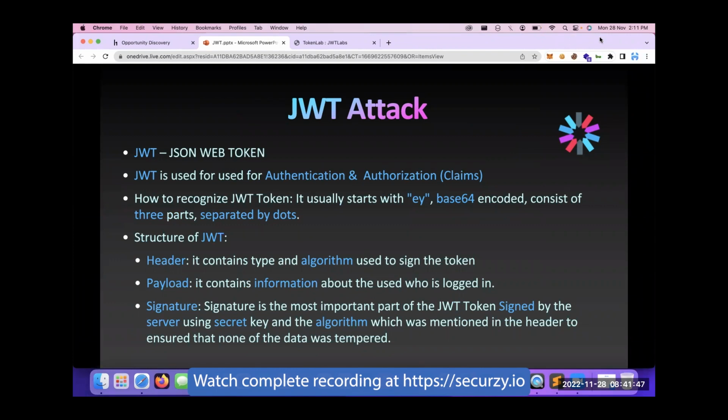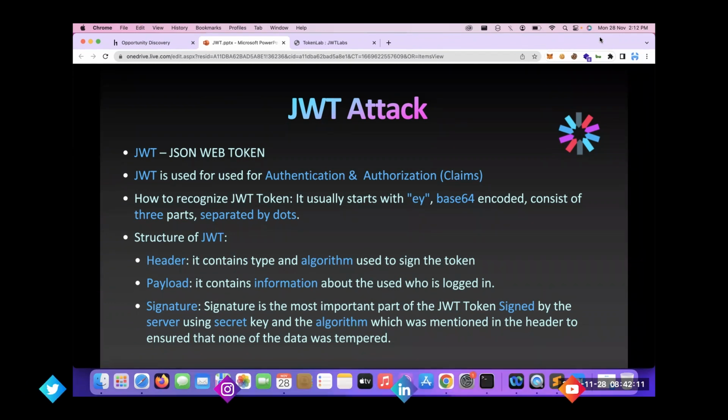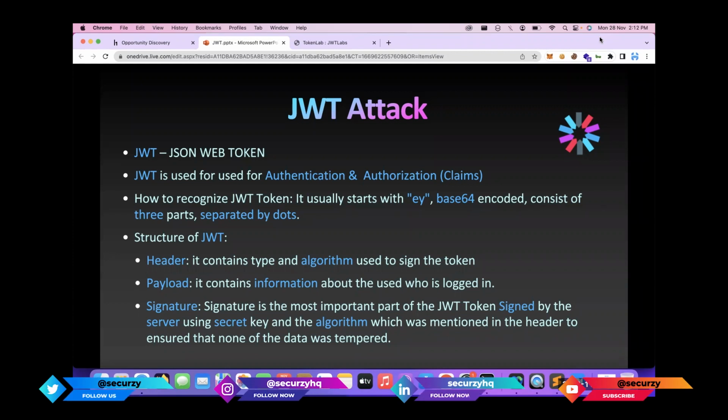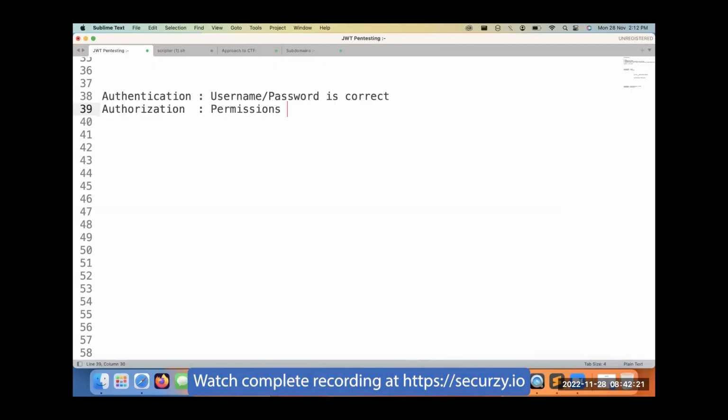So how do we recognize if the application is using a JWT token? First thing that we have to keep in mind is usually JWT token starts with EY. Whenever you see a token, when you log it into an application, if the token starts with EY, you can get an idea that this is going to be a JWT token. A JWT token is a base 64 encoded token, which consists of 3 parts, which is separated by dots.